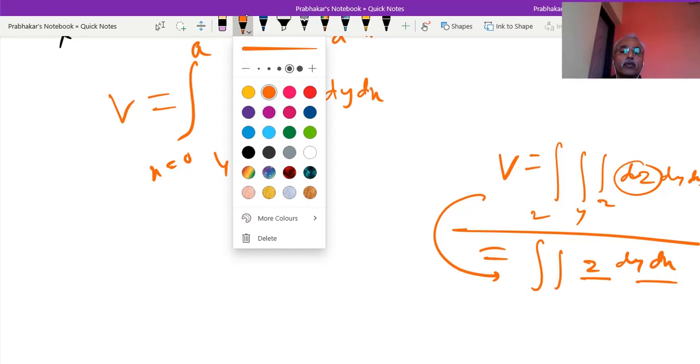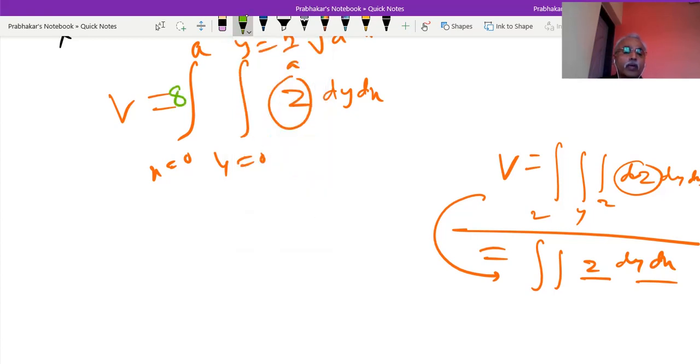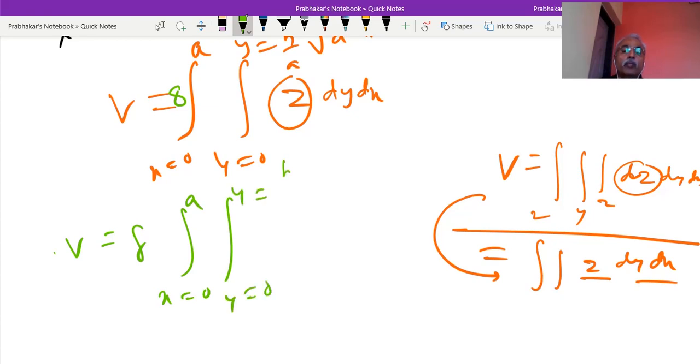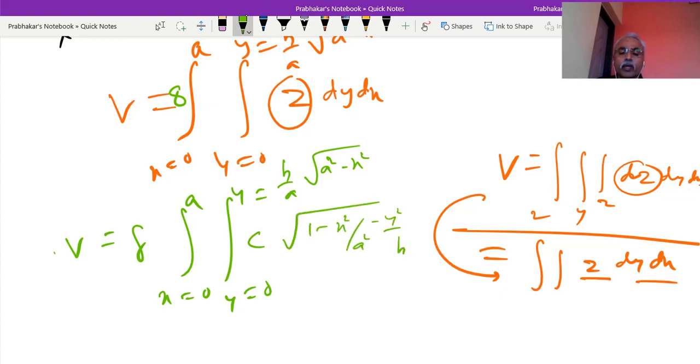Now, since it is the first octant, we should not forget that we are finding 1/8 part of the volume. So we have to multiply by 8. So volume equals 8 times the integral x equal to 0 to a, y equal to 0 to b by a square root of a square minus x square, of z, which is c into square root of 1 minus x square by a square minus y square by b square, dy dx.